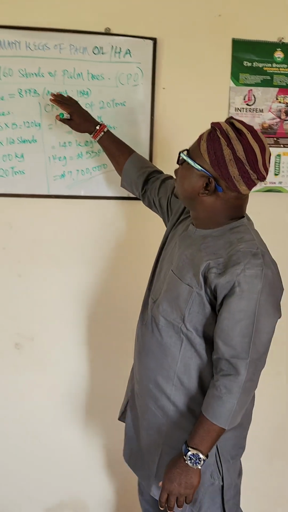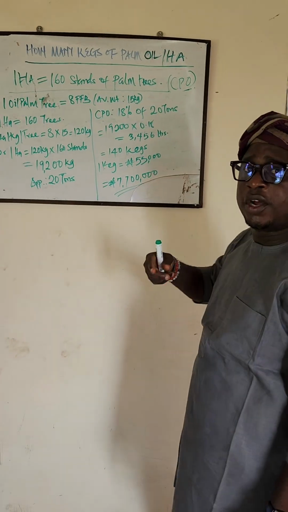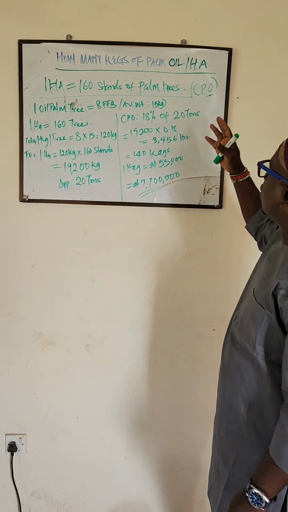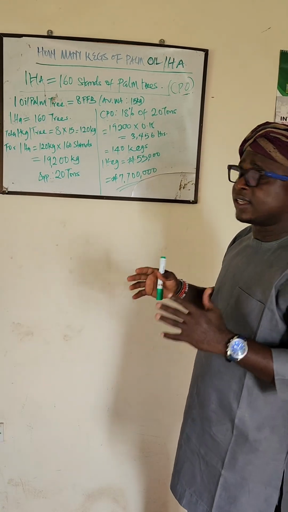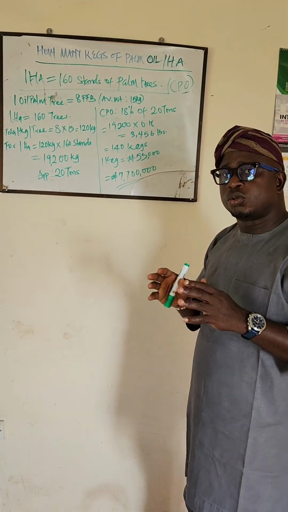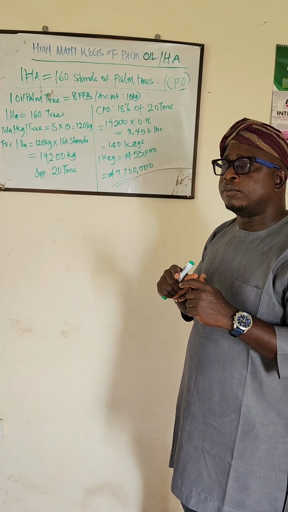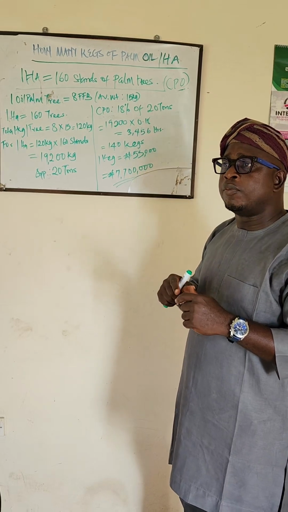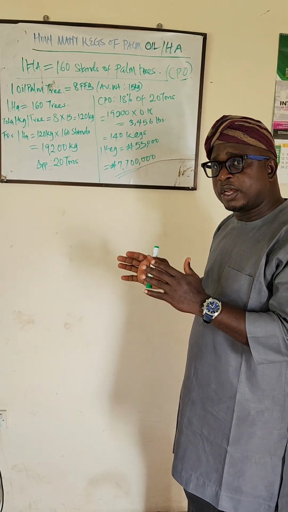We're going to be looking at how many kegs or how many liters of oil palm we can actually get from 1 hectare of land. Let me quickly explain this to you for people who have been asking this question. Also, let me say that this is based on different factors, majorly the age of the plantation.